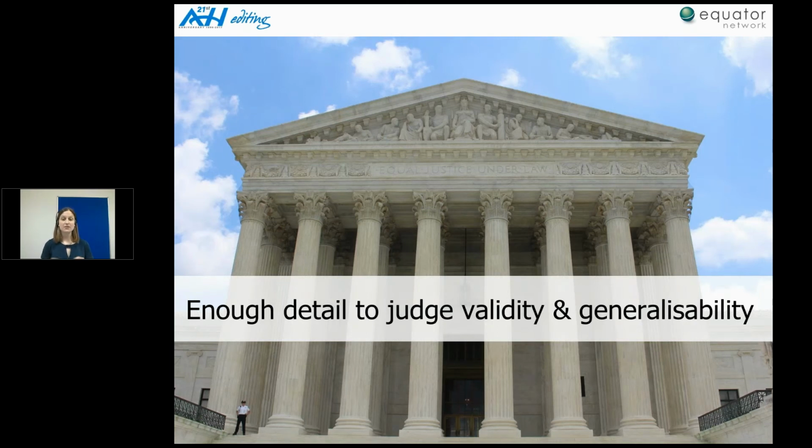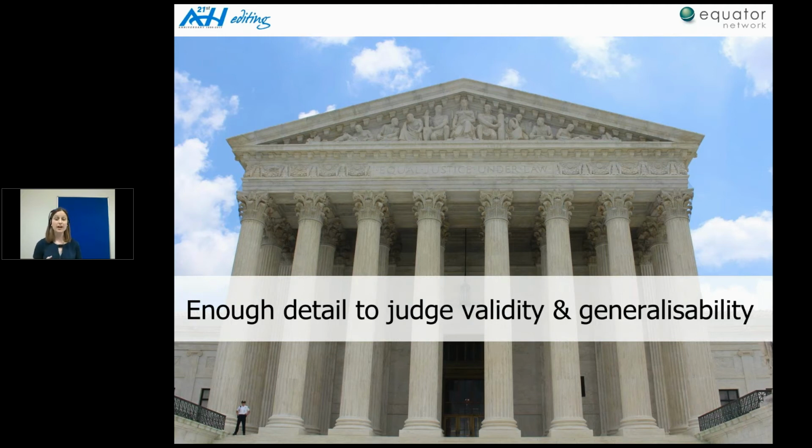And is there enough information here for them to look at the generalizability? Can they tell whether this study is going to work in, say, all cancer patients everywhere, or just in leukemia patients who are aged 18 to 35? It's that kind of level, and you want to give that kind of information.